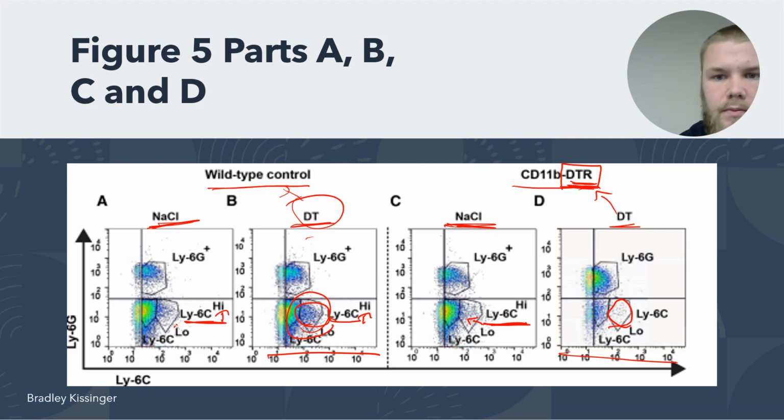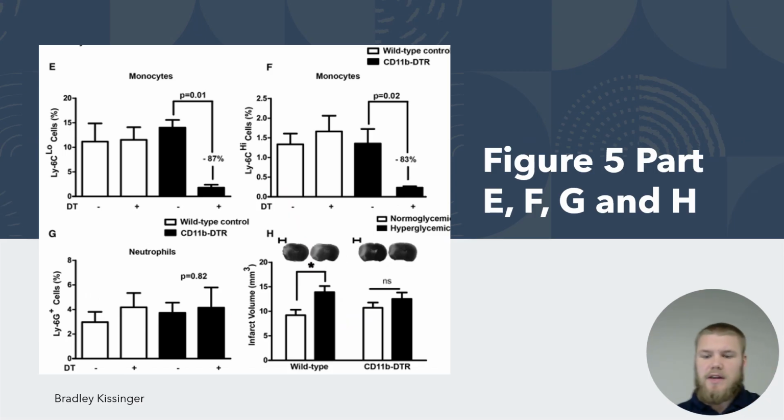Okay, so for figure 5, parts E, F, G, and H, we're going to be looking at the monocyte expression and the neutrophil percentage.